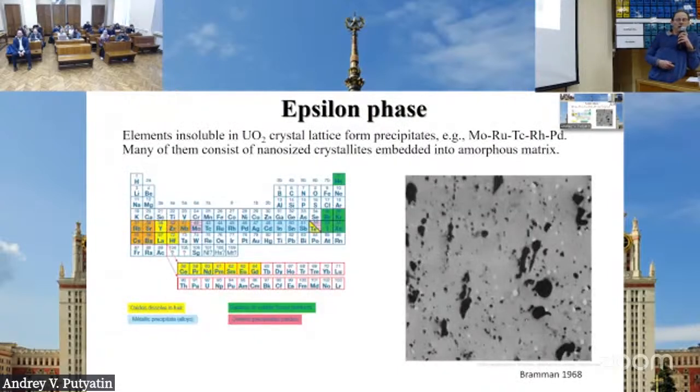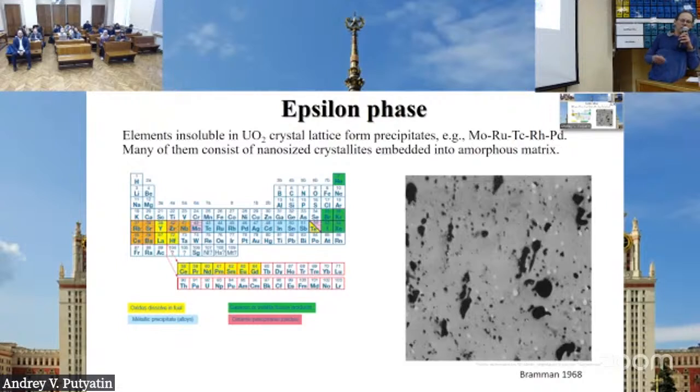Finally, one of the last and very remarkable chemical things encountered in the field is the so-called epsilon phase, which was discovered many years ago, especially on purpose. I took a photograph from a paper from 1968, when in fuel which experienced a relatively high degree of burnup, white inclusions were found. And these white inclusions are quite remarkable in composition.